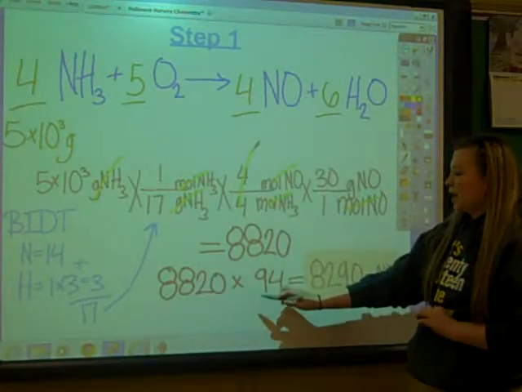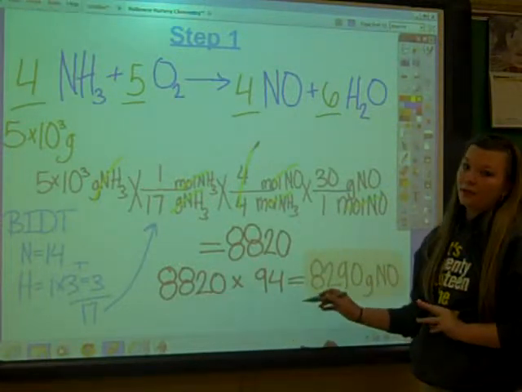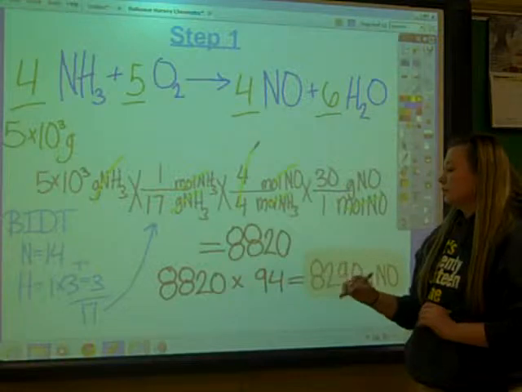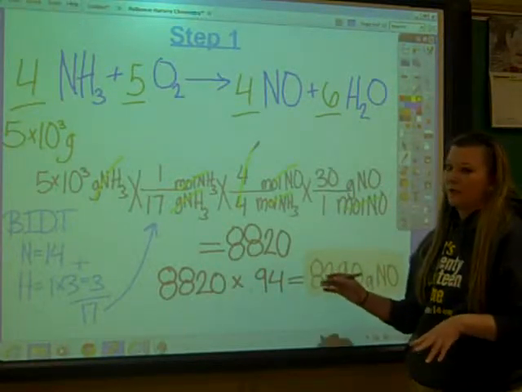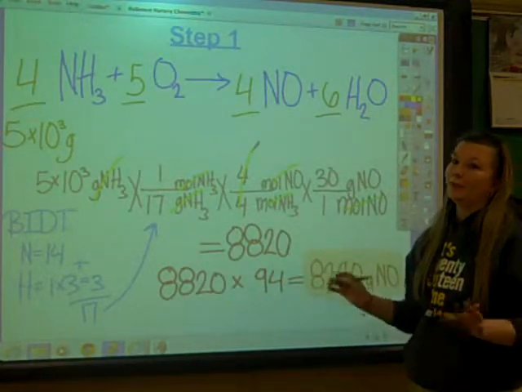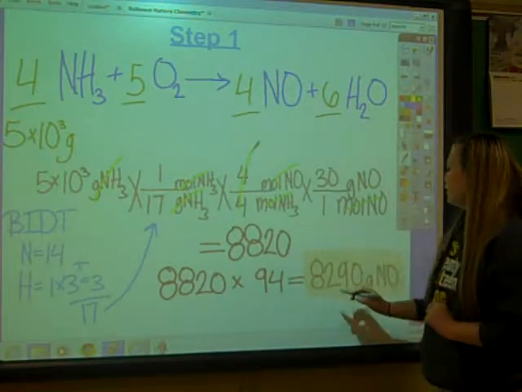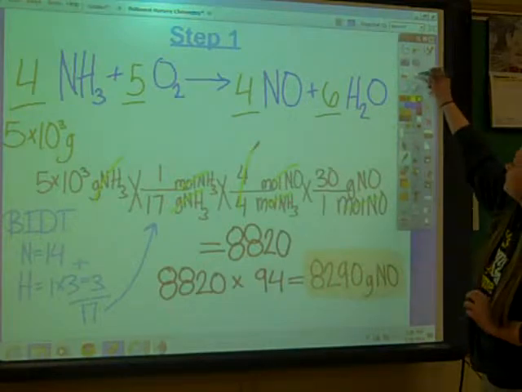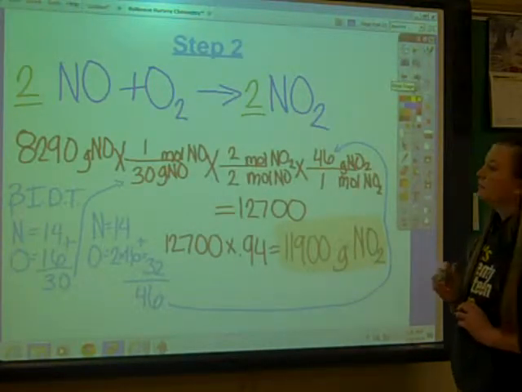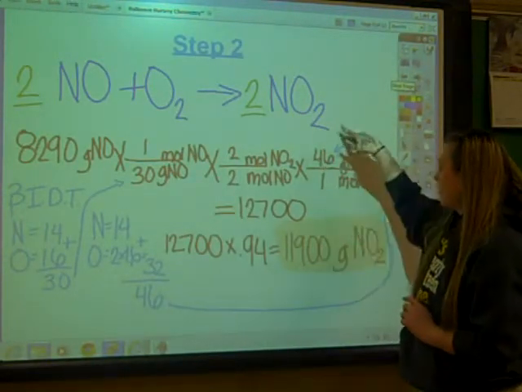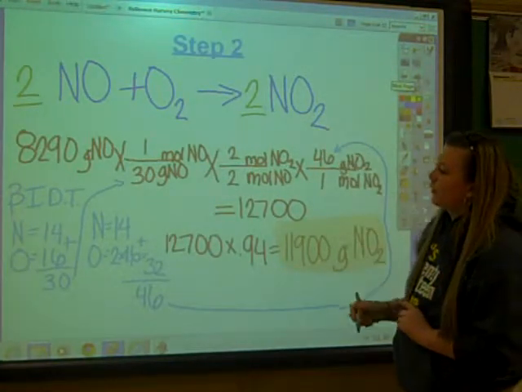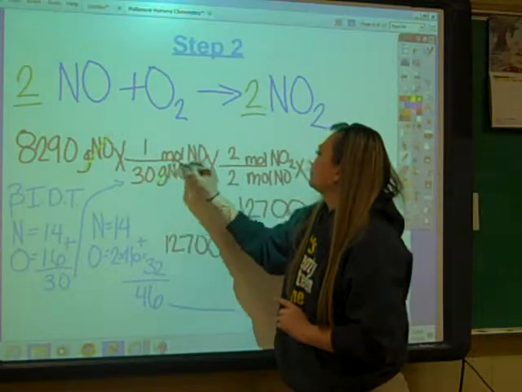But then you have to do times 94% because this is theoretical, not 100%. It's not perfect conditions, it's just normal conditions. So then you get 8,290 grams of nitrogen monoxide. Then you take that number and you need to figure out how many grams of nitrogen dioxide. And then you cancel your units out again.